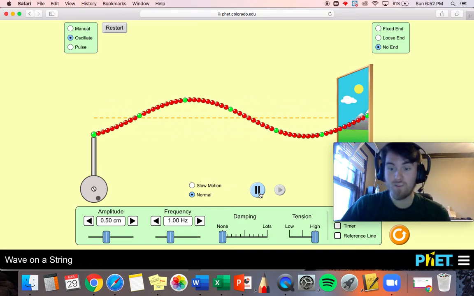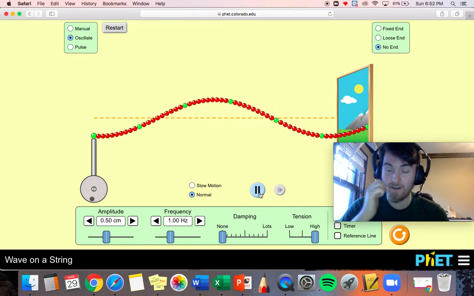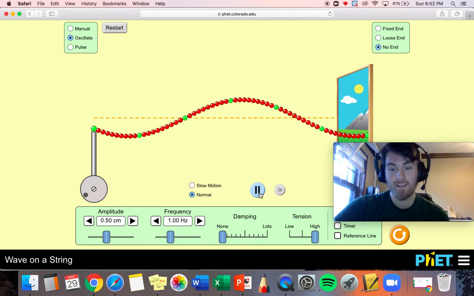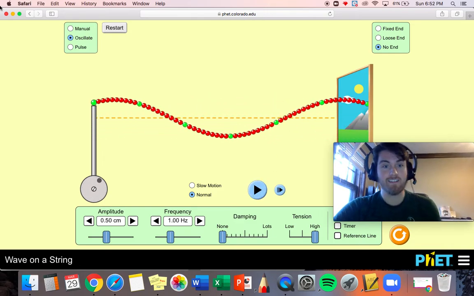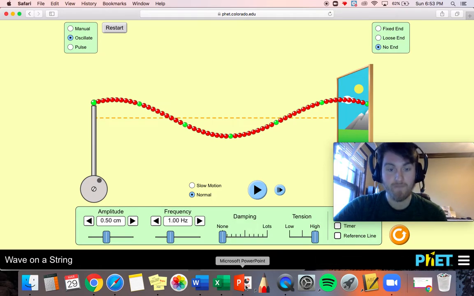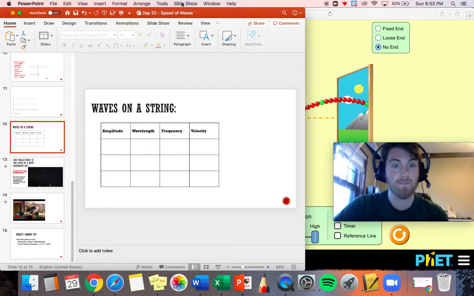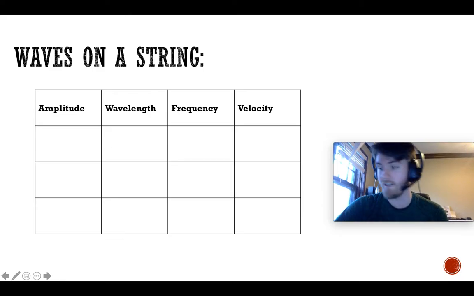Now, what I am going to do with you is try and figure out the speed of this wave. Let's take a look at a couple of things which we need. The first thing is that my amplitude right now is 0.50 centimeters, and my frequency, for easy math, is 1.00 hertz. So first off, over here, I am going to start writing all of our variables.